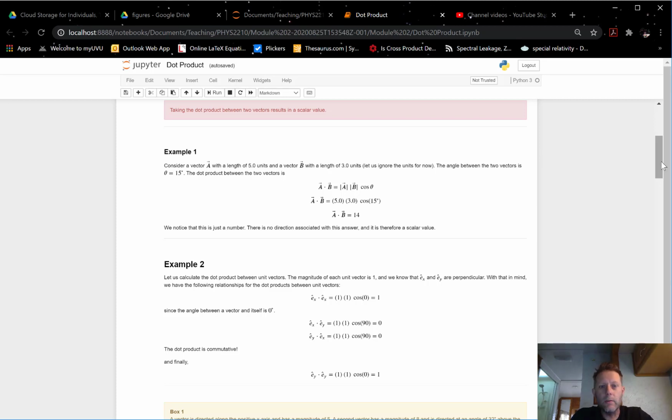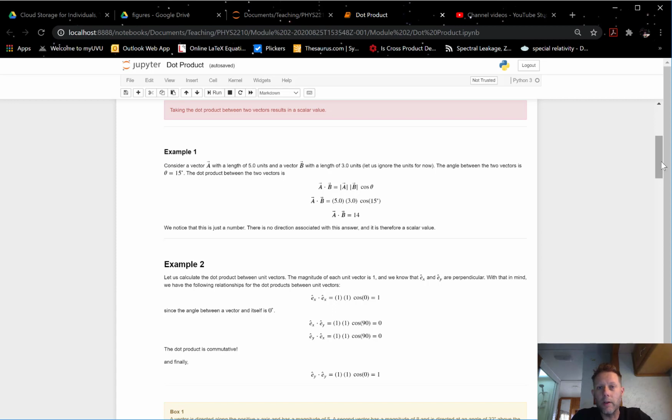Okay, so let's consider two vectors that have a length of 5, a length of 3, and the angle between them is 15 degrees. And then let's calculate the dot product. We simply take the equation and then it's plug and chug. Plug in the two lengths and the cosine of 15. Type it into your calculator. Make sure your calculator is set to degrees when we input the angle in degrees. And we do that, we get 14. So that's the dot product between those two vectors.